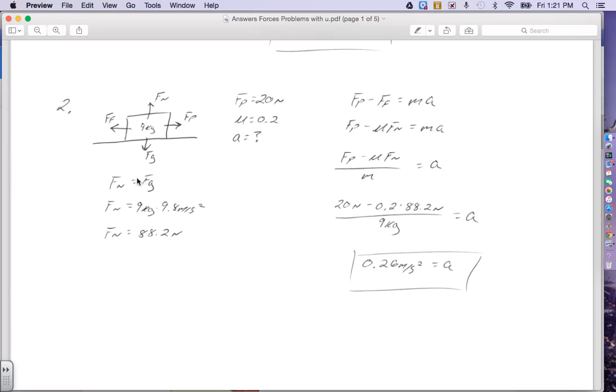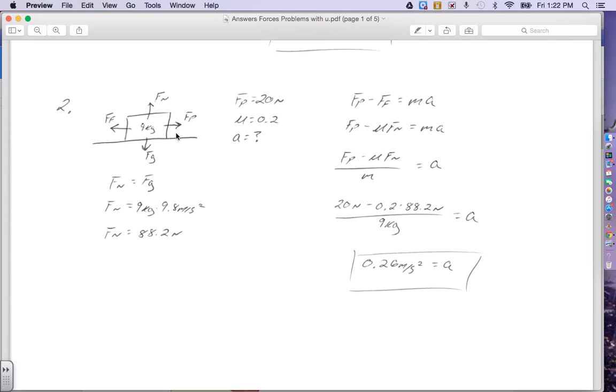Just like before, we want that normal force so that we can find the force of friction. Now the normal force is equal to the force of gravity because, again, normal's up, gravity's down, and there's no acceleration in the y up and down direction. So the normal force equals the mass, 9 kilograms, times g, which is 9.8 meters per second squared, and that's going to give us a normal force of 88.2 newtons. Now let's go and solve for the acceleration.